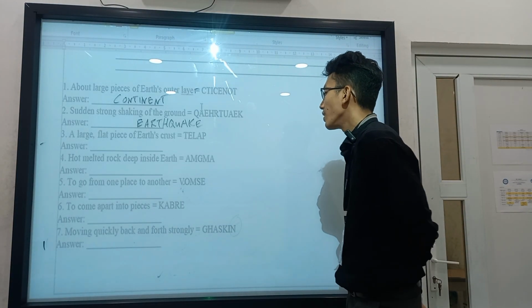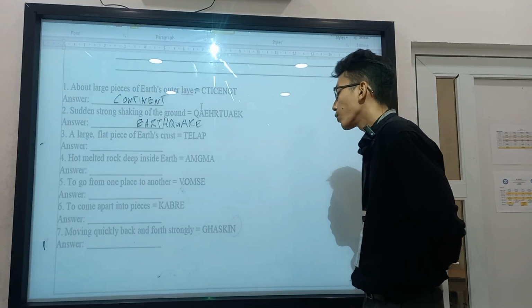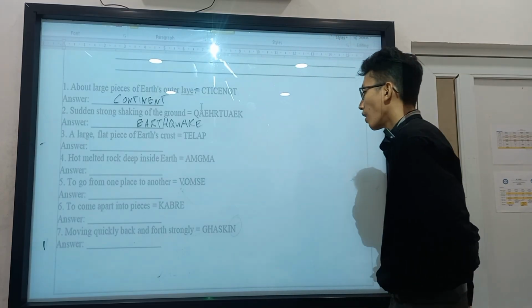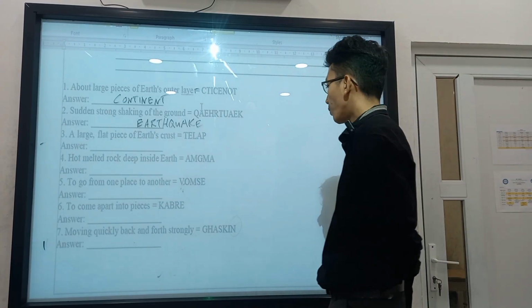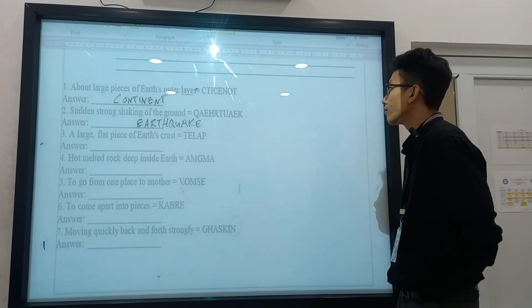Hot melted lava deep inside earth, magma. It is outside, hot lava. To go from one place to another, moves. To come apart into pieces, break. Moving quickly back and forth, shaking. Okay.